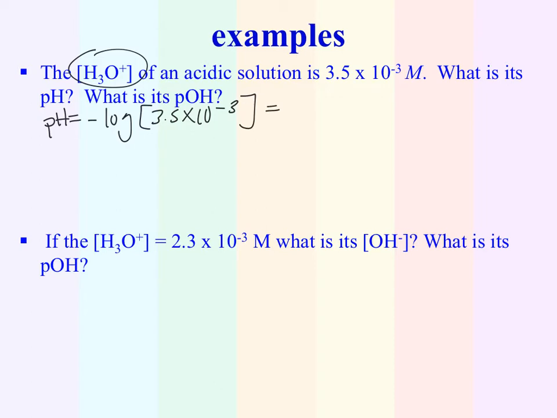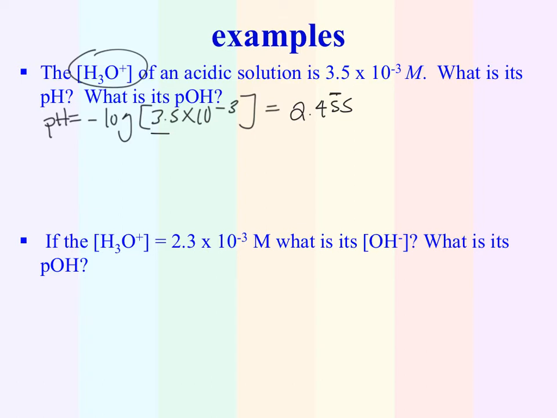If we calculate that out, we're going to end up with 2.455. But remember, we're only going to have 2 places past the decimal because we have 2 sig figs in our concentration value. So really 2.46 would be the more appropriate value. So this is the pH calculation.